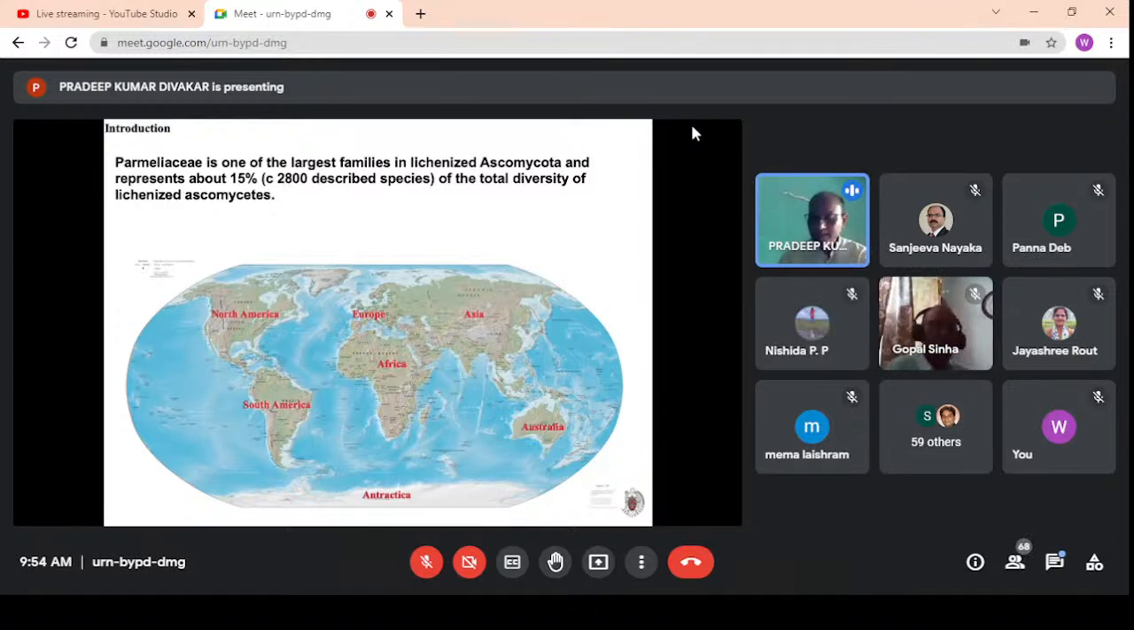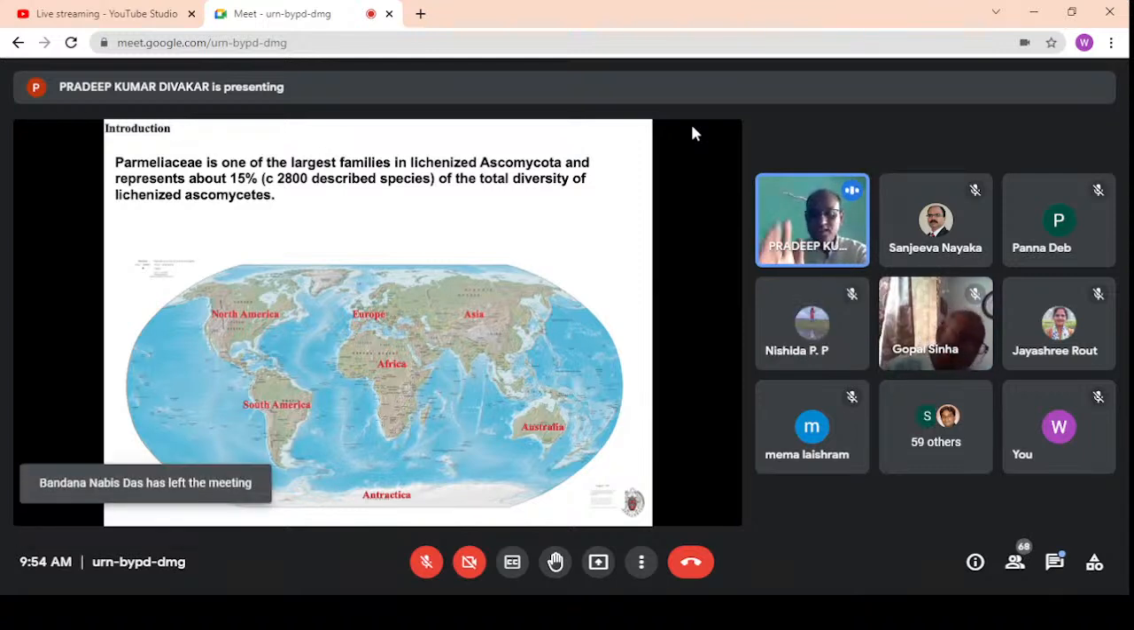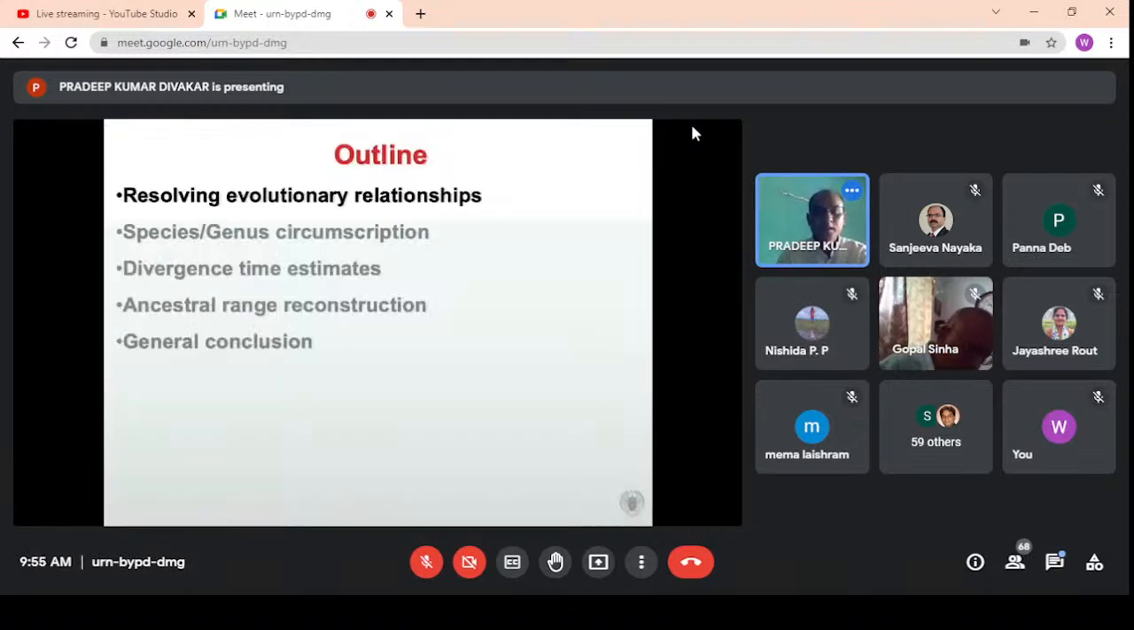The other reason is that this is one of the most studied families in lichens and also the most common family. It is found everywhere. So these are the two reasons I selected Parmeliaceae as a model system for showing some of the applications, not all of them.